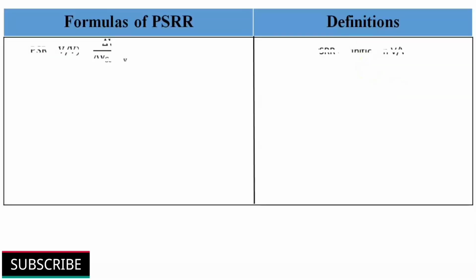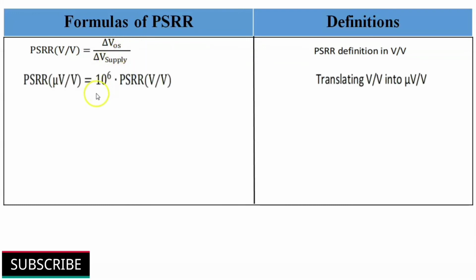Here I have summarized mathematical formulas to calculate power supply rejection ratio and their definitions. To represent power supply rejection ratio in volts per volt, we use the formula: change in offset voltage divided by change in supply voltage. To translate power supply rejection ratio into microvolts per volt, we must multiply it by 10 to the power of 6.